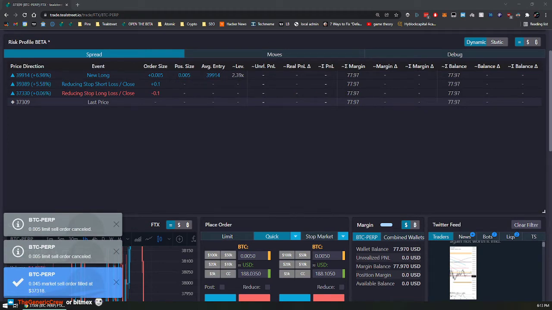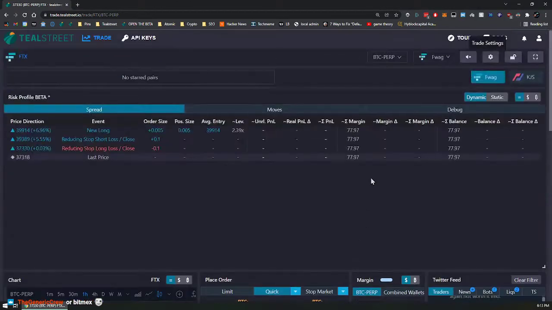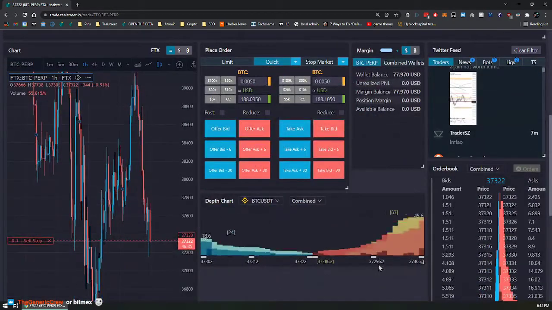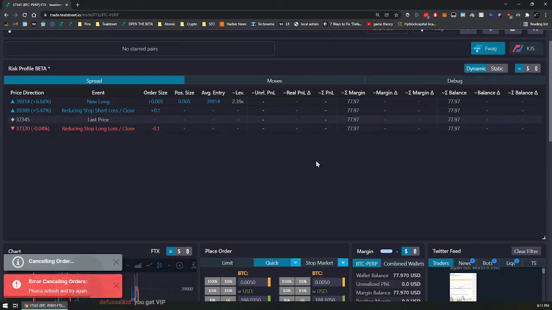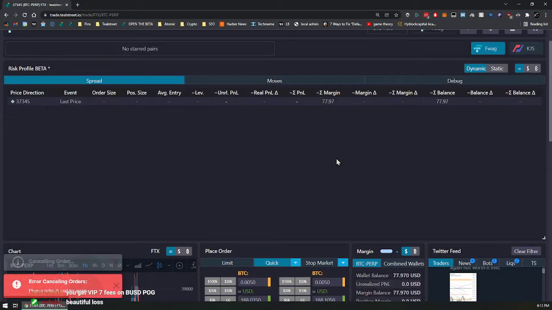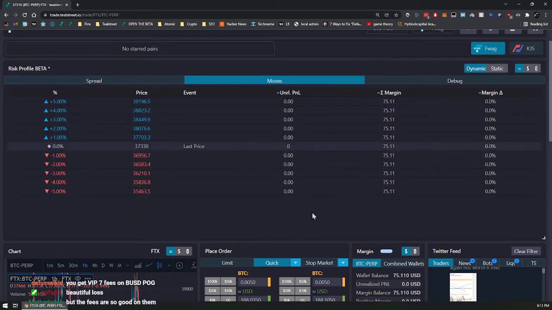Oh, I got stopped. There we go. You're right. Look at that. And we're done. Game over. I love this for the 1% move traders. You know exactly what price is 1% away.